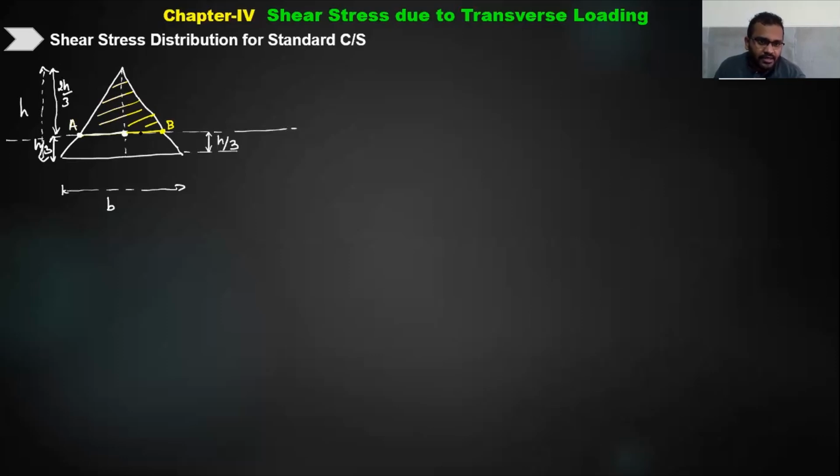So let us take, if this is perpendicular from here, then let this distance be b by 2, and let's say this distance, from here to here, is y.